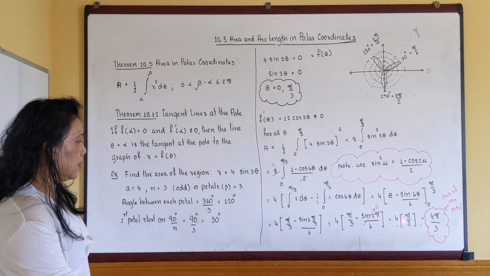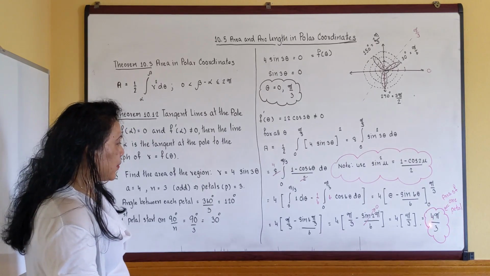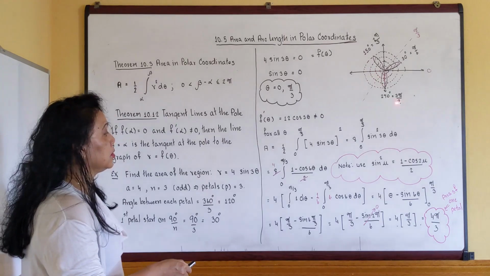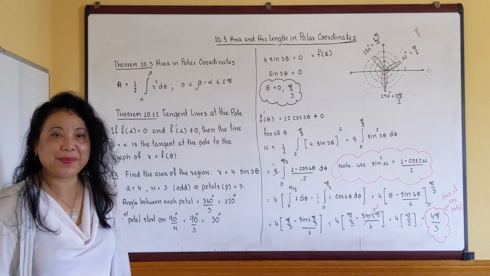And this is just 0. So I end up with 4 times pi over 3, which is the area. This is the area of 1 petal. If you need 3 petals, then you just multiply by 3, the symmetry. All right, so let's look at more examples.